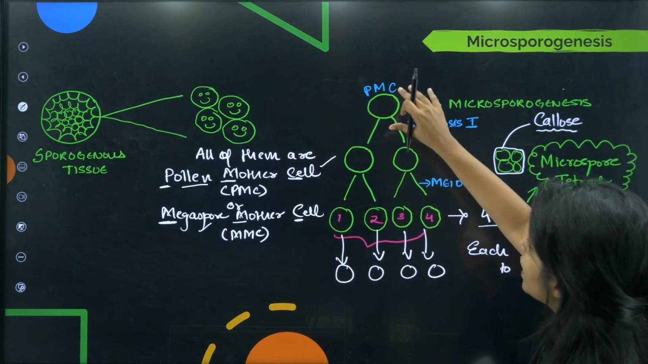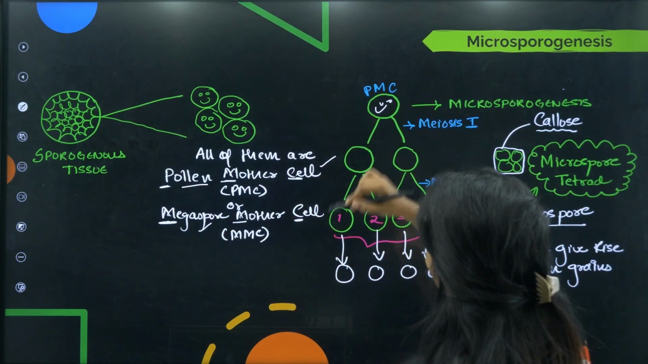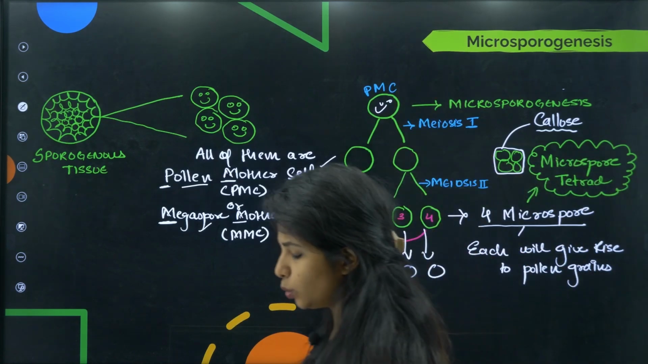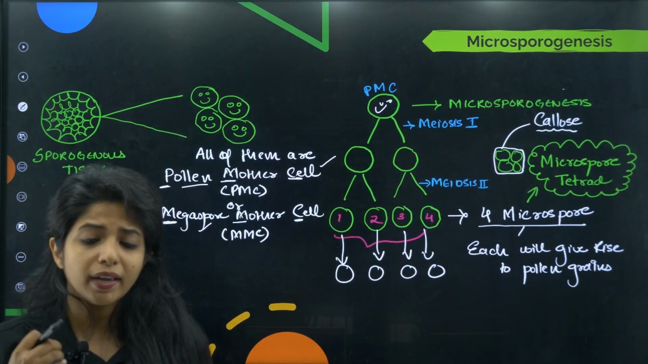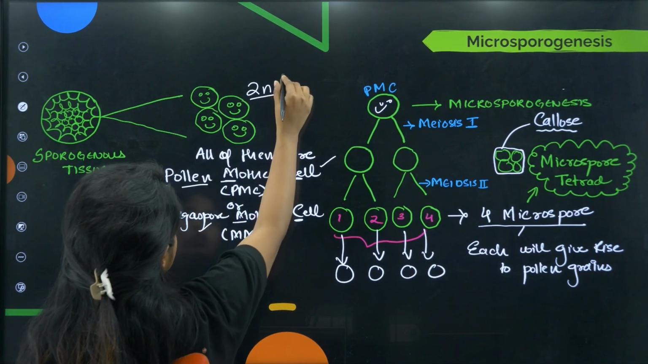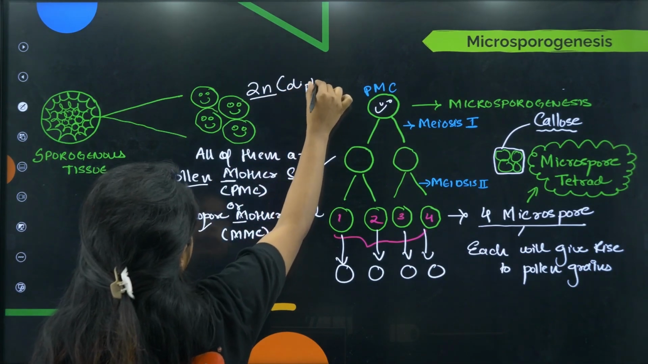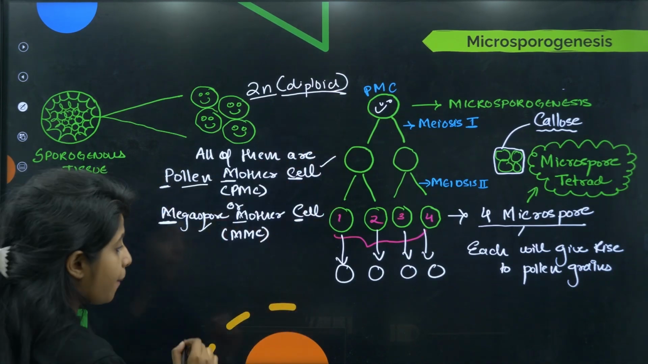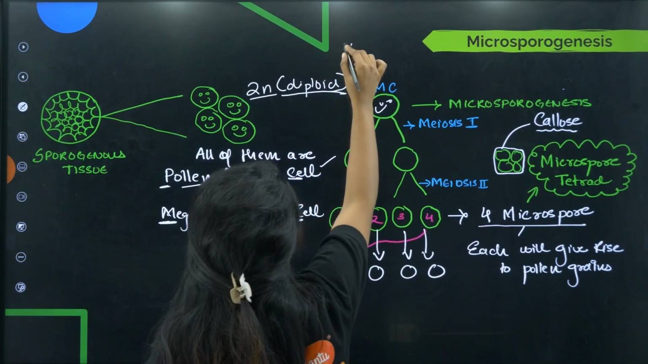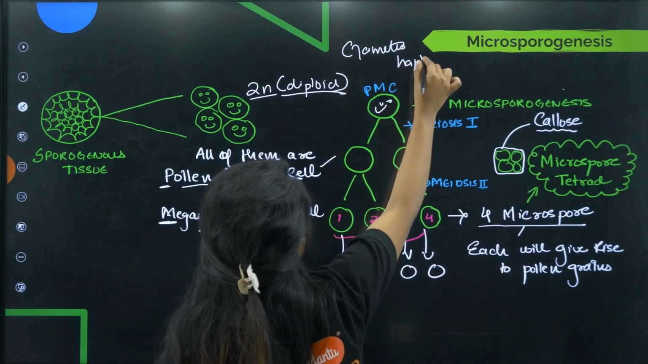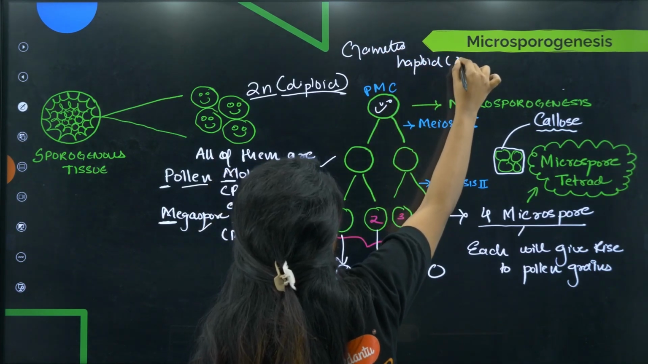Now I take one PMC over here, one smiling PMC, and then I tell it to undergo meiosis. Okay, I tell it to undergo meiosis. Why meiosis, children? Because all the cells over here are diploid in nature. They are diploid in nature, but gametes have to be haploid. Why do they have to be haploid? Why should they contain half the number of chromosomes?